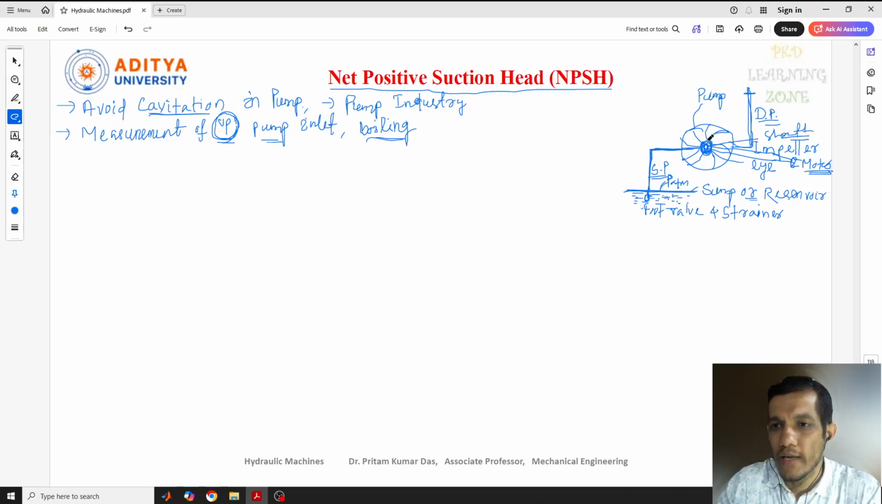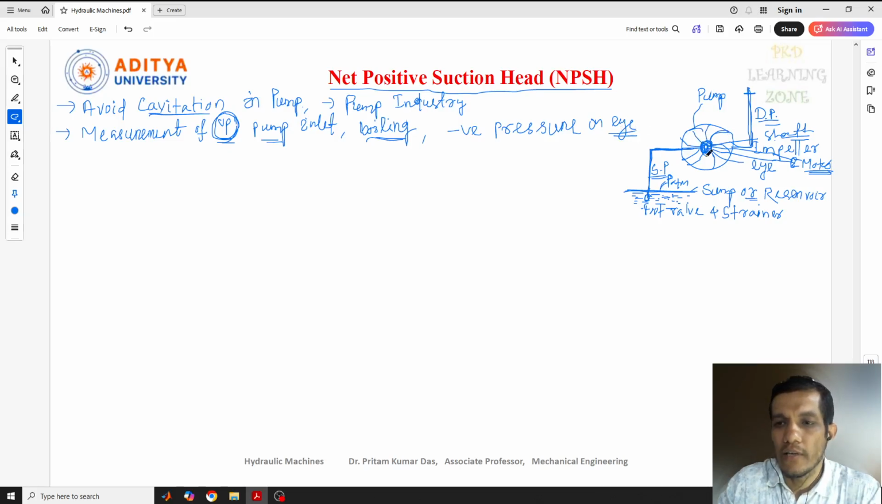Once the shaft is rotated, the impeller mounted on the shaft will start rotating. Due to this rotation, at the eye of the impeller, negative pressure will be created. You can say vacuum pressure will be created on the eye of the impeller.